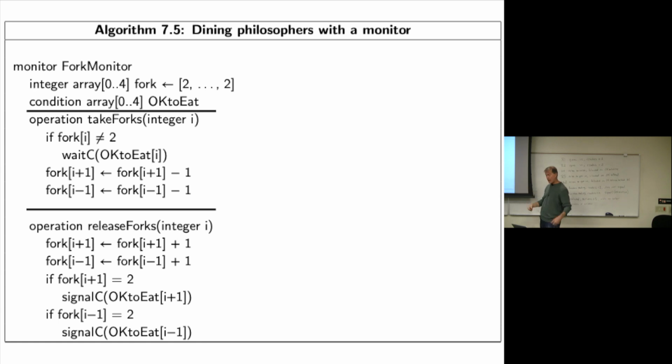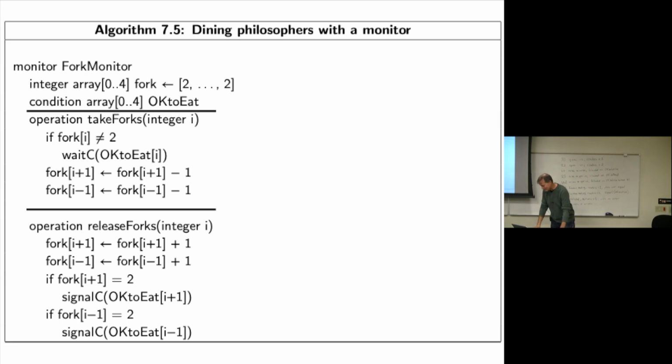I'm going to tell my neighbors that they have 1 more fork available. So forks sub I plus 1 gets forks sub I plus 1 plus 1. That is, I increment how many forks are available to the neighbor on my right, and I add 1 to the number of forks that are available to my neighbor on my left. And then, after I've done that, and there's no interleaving, if forks sub I plus 1 equals 2, then what do we do? I signal C, in case that philosopher is waiting in his individual queue, I signal him, and I similarly signal the guy on my left. Pretty clever, huh?